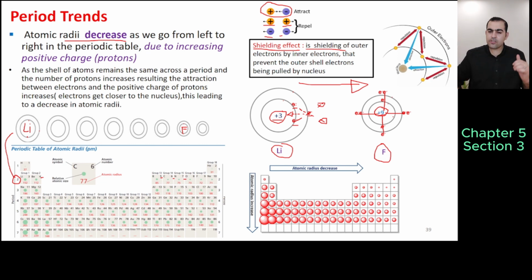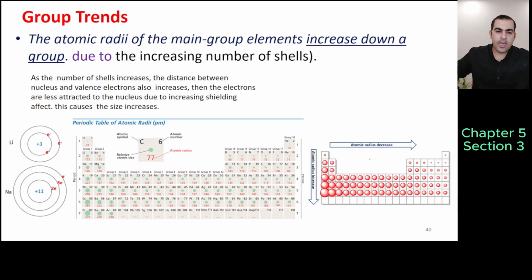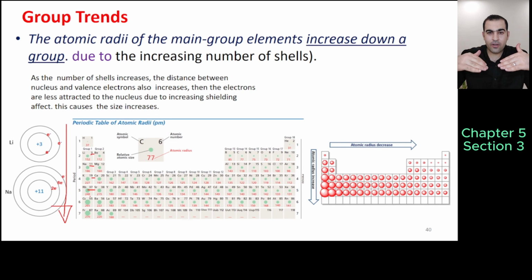Okay? Let's talk about down the group. As we go from top to the bottom, down the group, the size of the atoms increases. Why? Because of increasing nuclear charge. As we go down the group, the atomic number increases. For example, the atomic number of lithium is 3, sodium is 11, potassium is 19, rubidium is 37. Also across the period, atomic number increases, which means electrons number increases, but shell number does not increase. But down the group, when electrons number increases, the shell number increases.